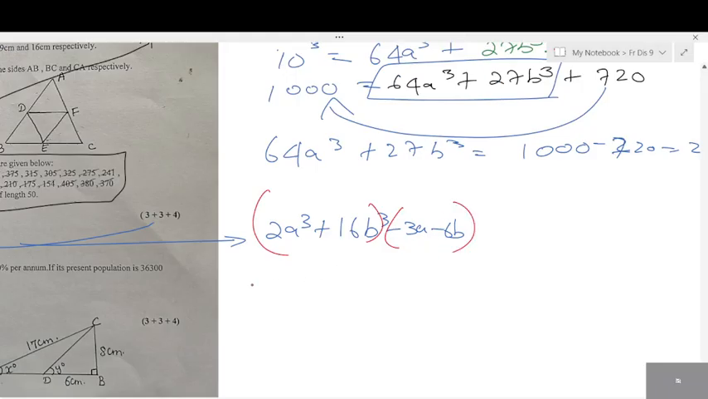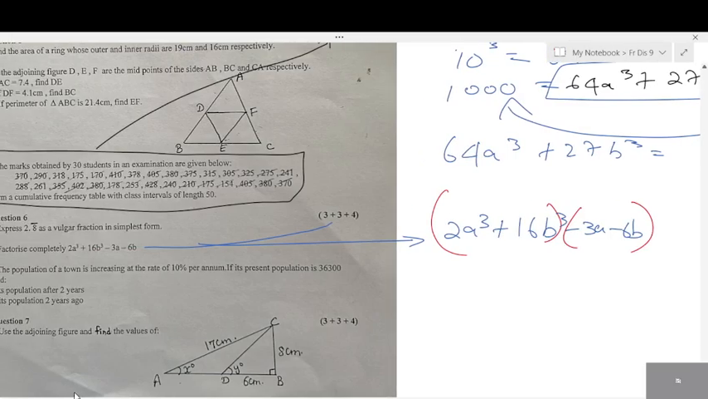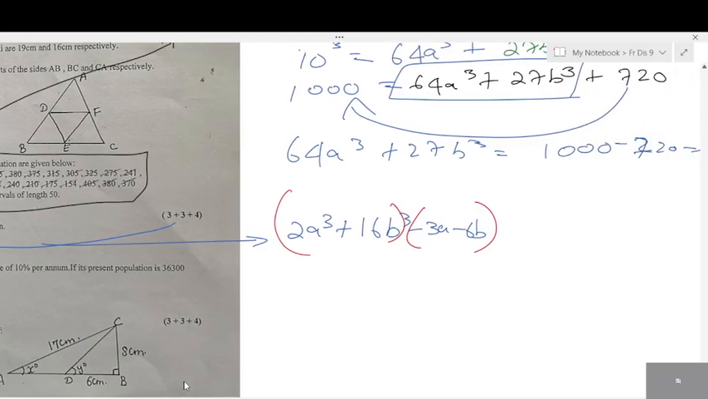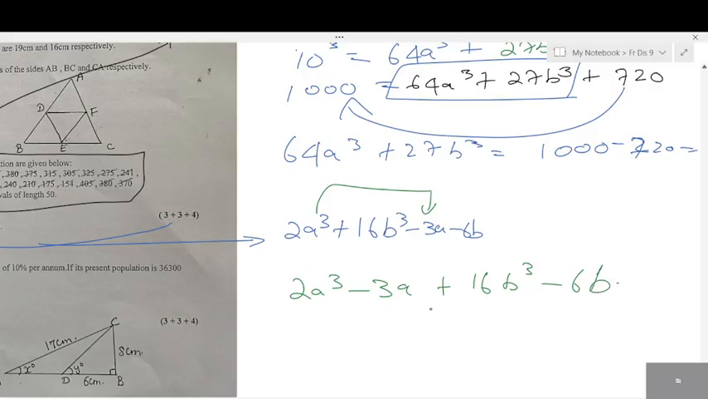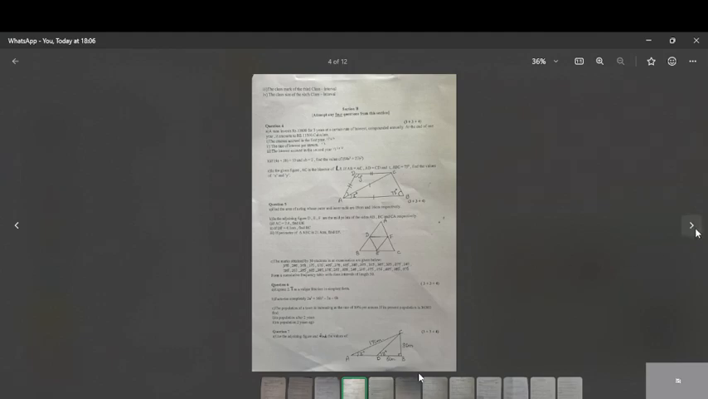It's such a simple question they have asked. 2 is common. No, let me check the question. 2a cube, 16b cube, 3a minus 6b. Okay, which one will you pair here? Which two values you have to pair? Rearrange. Rearrange which one? 2a cube minus 3a plus 16b cube minus 6b. Take the question, 1 minute.